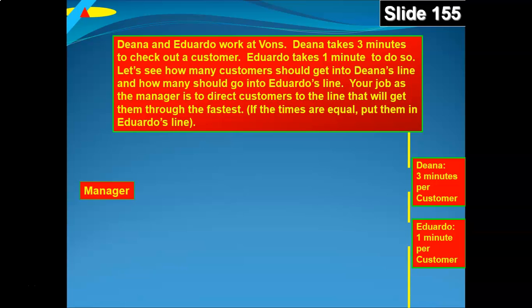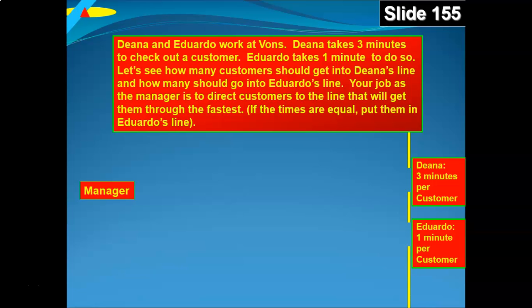Okay, so here's a situation. Dina and Eduardo work at Vaughn's. Dina takes 3 minutes to check out a customer. Eduardo's a little bit faster. He takes 1 minute to do so. So let's see how many customers should go into Dina's line and how many should go into Eduardo's line.